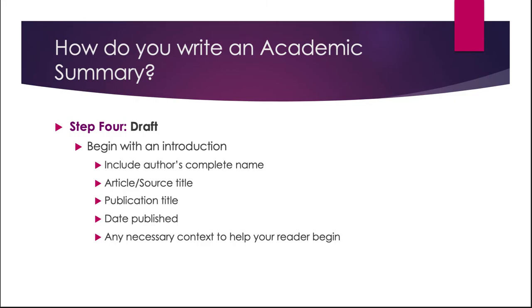So step 4 is that you're going to draft. You should always begin with some sort of an introduction so that your reader knows what it is that they're getting into. You're going to include the author's complete name. You're going to include the article and the source title, the publication title, the date published, and then you should have a sentence or two of any necessary context to help your reader begin. This might include information if the article is responding to a larger conversation, so that your reader understands what you already understand.